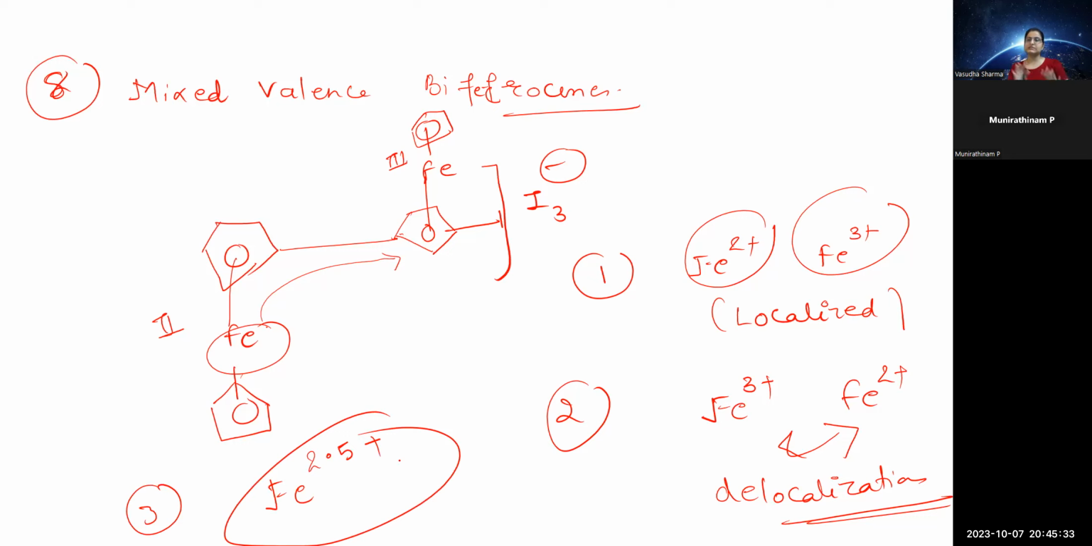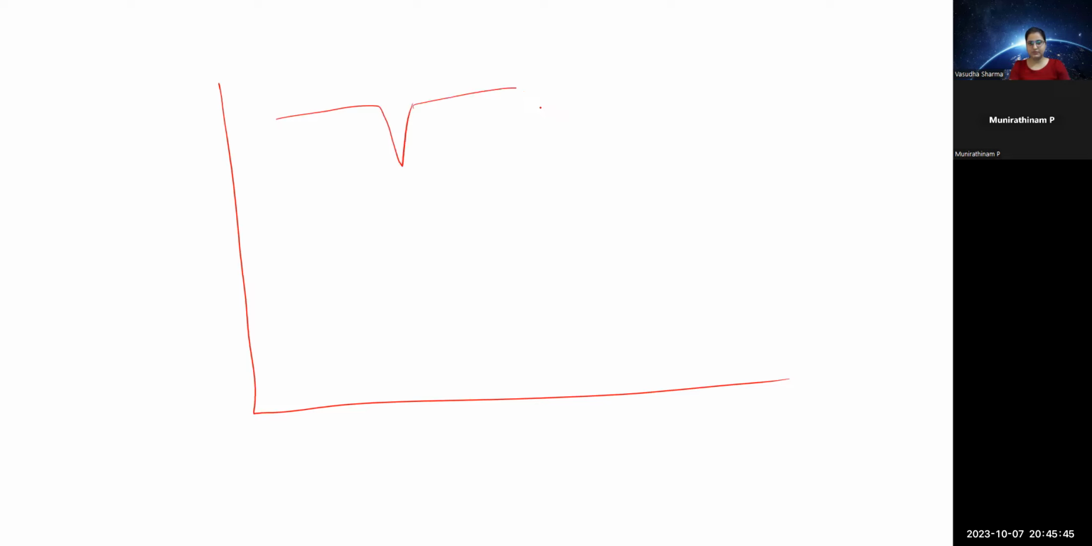These three cases will be analyzed by the Mössbauer spectra. So in the Mössbauer spectra, how do we get the results? If we have just one kind of spectra, in this particular case, then it starts having... I need to draw with different colors.